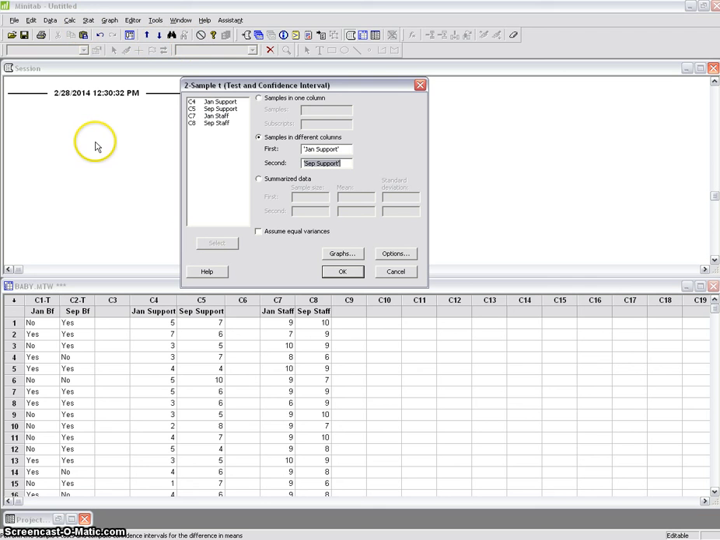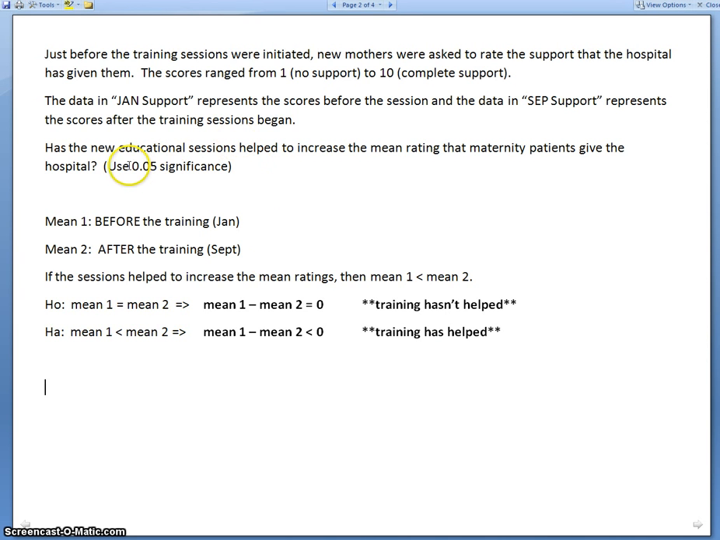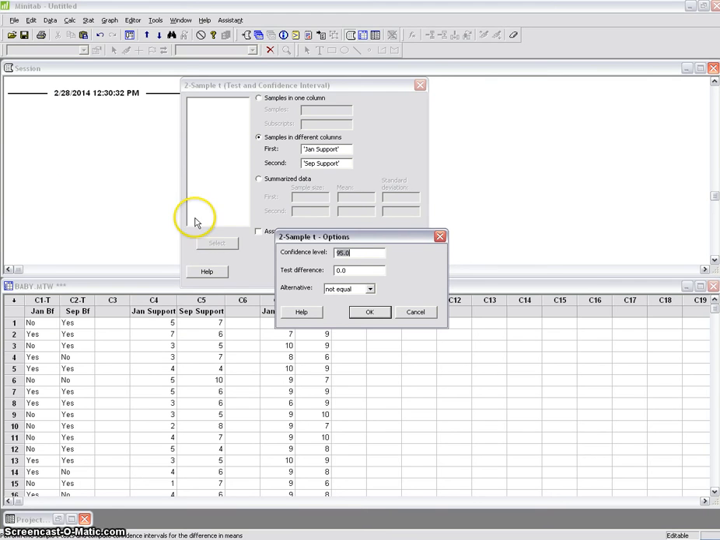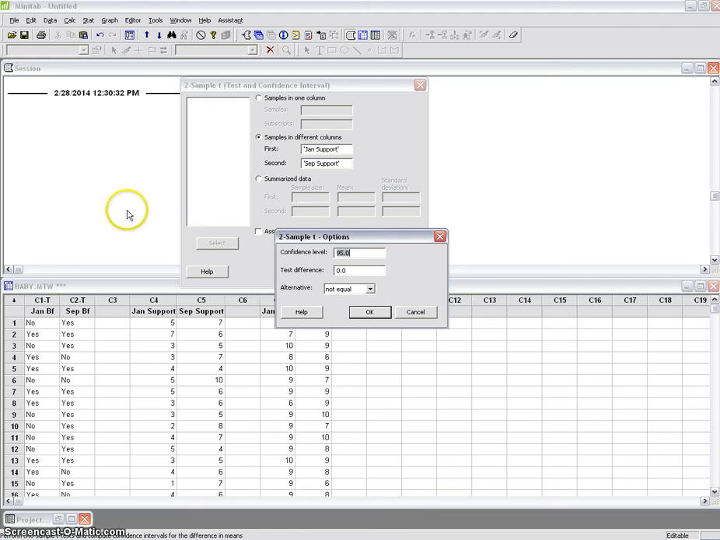We are not going to assume equal variances. Do not assume equal variances. When you click on options, let's see if there is a significance level. There is. There's a 0.05 significance level. So that's a 95% confidence level. There's no difference. That's never going to change. You're going to keep that 0. And if we go back, the alternative hypothesis has that the difference is less than 0. So we need to change the alternative to less than.